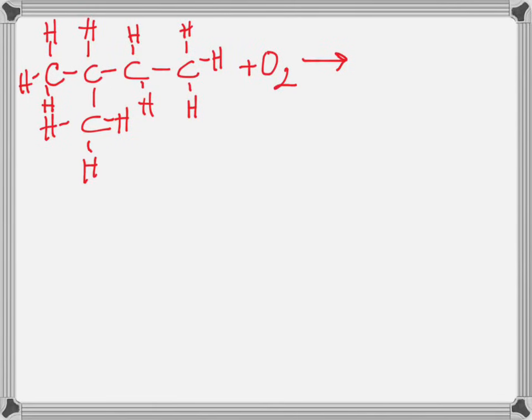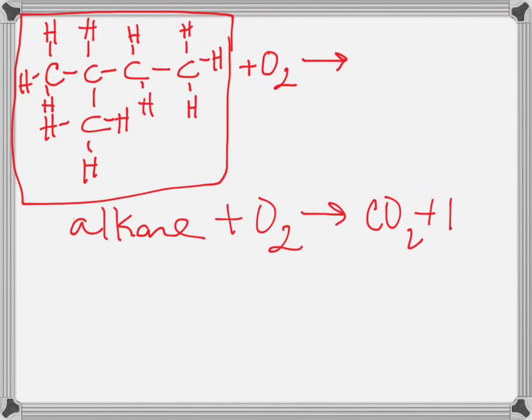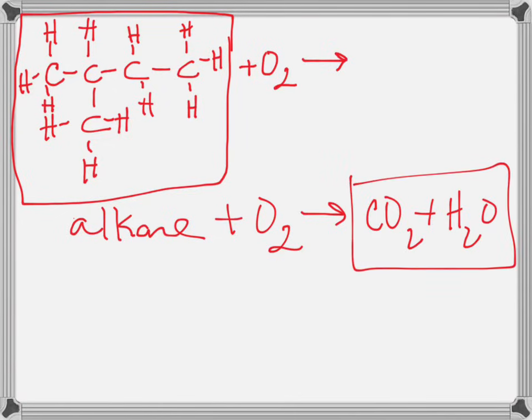So in this reaction, we can see that this molecule over here, this big molecule right there, that's an alkane. And if we oxidize it by adding oxygen, this is a combustion reaction. So the products of this are simply CO2 and water. This is a combustion reaction. And notice the products here are always going to be the same for a combustion reaction. It doesn't matter what alkane you start with.